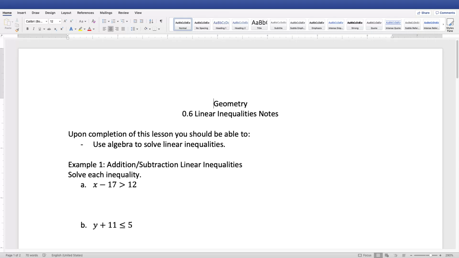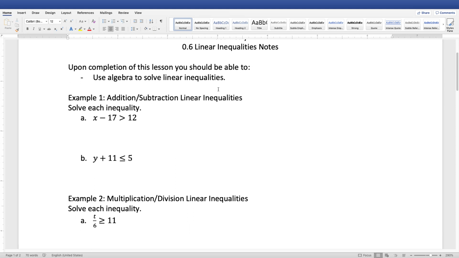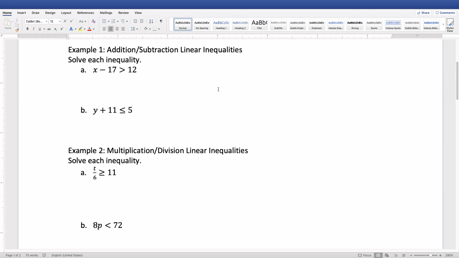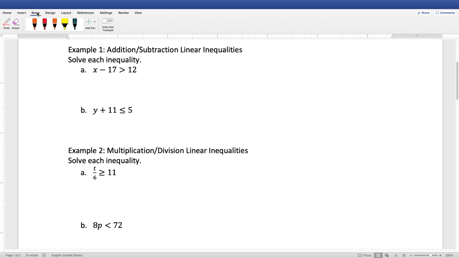So today we're going to talk about linear inequalities. And upon completion of today's lesson, you should be able to use algebra to solve linear inequalities. When we're solving linear inequalities, we are going to solve them the same way that we solve simple equations.